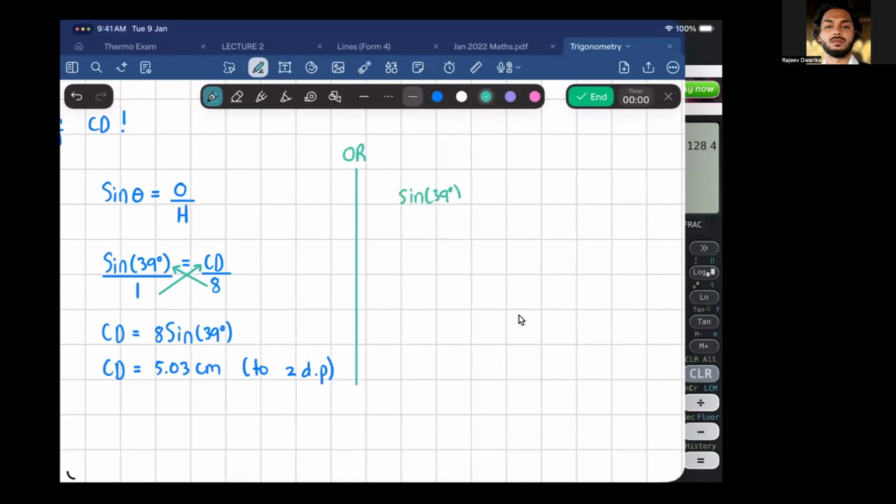Sine 39 degrees. This is the other method, right? CD over 8. You'd multiply both sides by 8. And you'd end up with 8 sine 39 degrees, and that will be equal to CD because the 8 and 8 would have cancelled off. So you plug that into your calculator and you get 5.03 centimeters, right? To two decimal places.